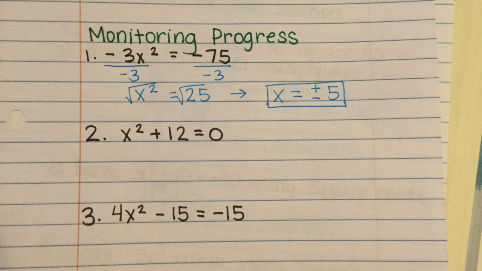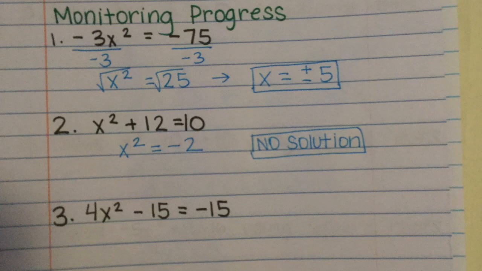All right, so in number 1, you can see that my first step was to divide both sides by negative 3. And when I did that, I was left with x squared equals 25. And then my final step was to take the square root of both sides. Again, since 25 is a positive number, I know that there's going to be two solutions. So x could either be positive 5 or negative 5. In example 2, my first step was to subtract 12 from both sides so that I could get x squared by itself. That left me with x squared is equal to negative 2. Since negative 2 is less than 0 and it is a negative number, there is no real solution.